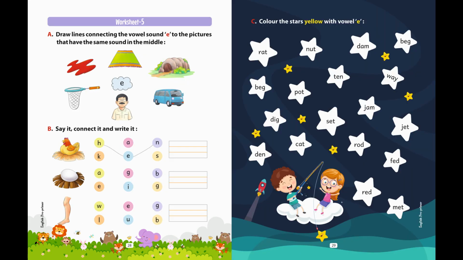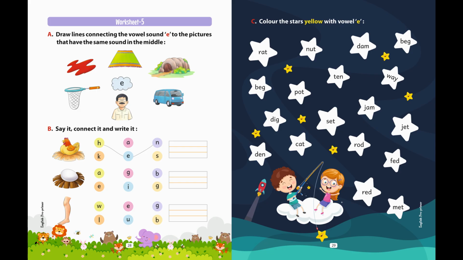Time for a fun worksheet. Match the pictures with the sound E in the middle. Look at the picture of a red zigzag, a mat, a den. Do they all have the E sound? Now say the sounds, connect the letters, and write. For example, H plus E plus N equals hen.